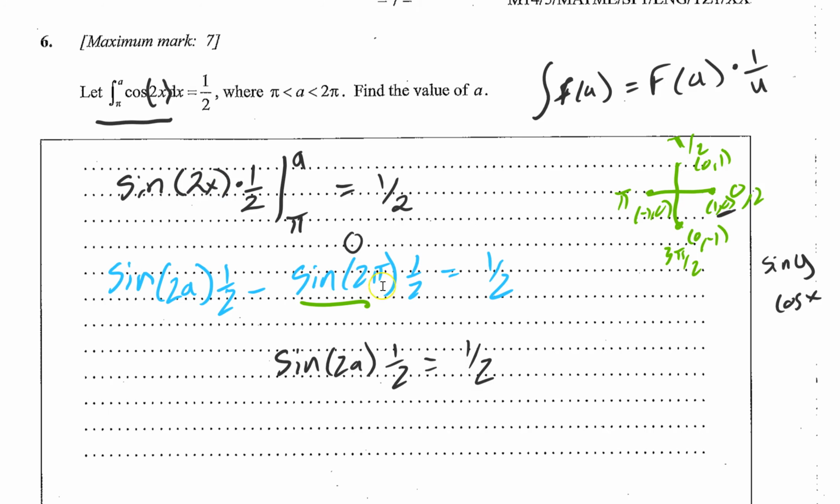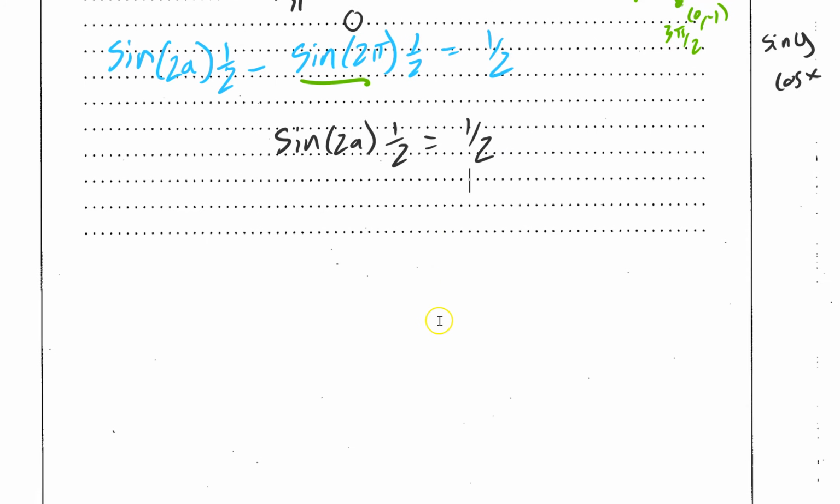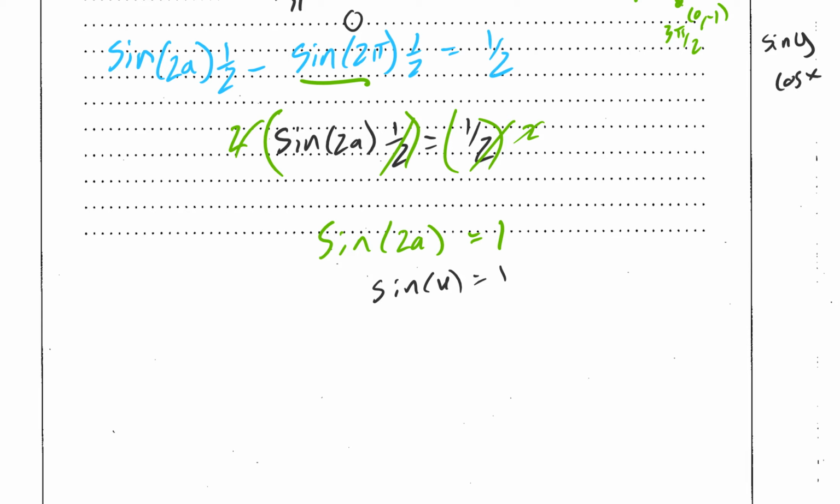So I just have to solve this. We're going to multiply both sides by 2 to get rid of the 1/2s, or divide by 1/2, whichever you want to do. These cancel, and these cancel. And you get sine of 2a equals 1. Now I have to solve this, and this is where it gets a little tricky. The way you normally solve this is you ignore this, and you just solve sine of whatever, we'll put a u there, equals 1. So you just solve that.